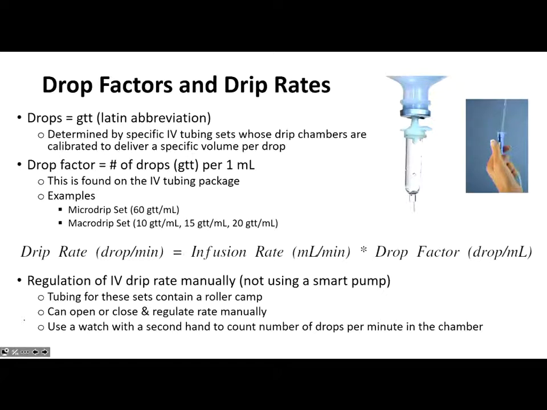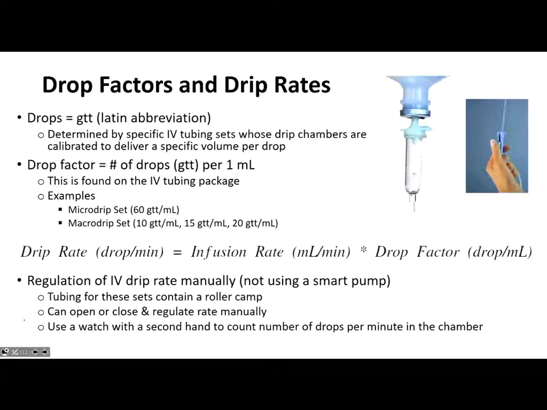A drop factor simply is, for that set, it will tell you how many drops per mil that set gives. Okay? So they have, for example, the micro drip has 60 drops. Those are little bitty baby drops. So 60 drops before you fill up a mil, versus the macro drip sets that you can use might even just have 10 drops before you fill up the mil. It doesn't change anything other than the fact that to tell the nurse the right number of drops to use, you need to know the drop factor for that set.